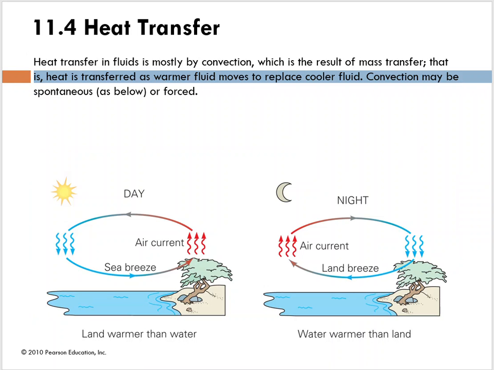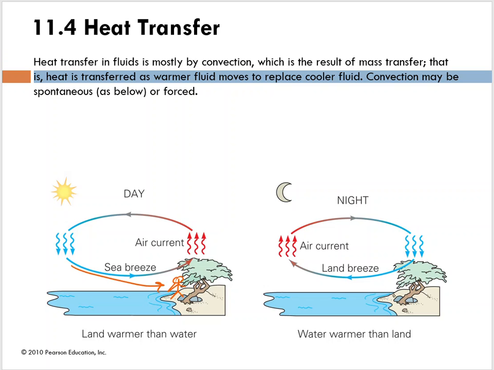Okay, heat transfers in fluids mostly by convection, which is the result of mass transfer. That is, heat is transferred as warmer fluids move to replace cooler fluid. Convection may be spontaneous as below or forced. So what we see here is they're showing convection. During the day, the land gets hotter than the water. So as the hot air rises, over the ocean we have this cool air. So the hot's going to move towards the cool, and then the cold air is going to be coming up here. So during the day, if you were standing right here on the beach, that's why you feel the cool breeze coming towards you.